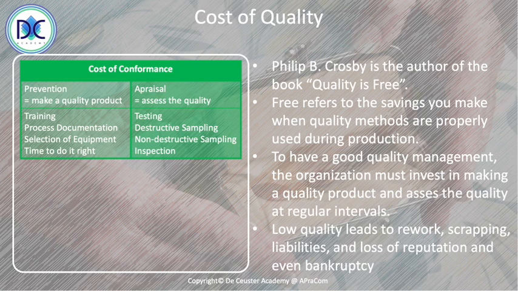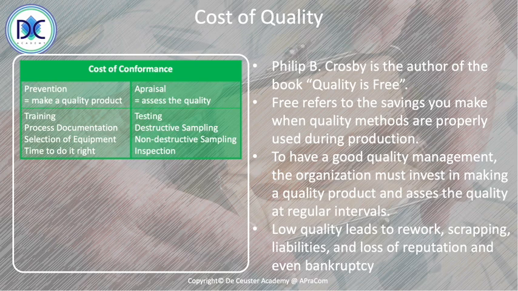And on the other hand, we have the appraisal, which is about assessing the quality. So that's quality control a posteriori, and quality a priori is the prevention, a posteriori is the appraisal. We will assess the quality, so we'll have to do some testing. We may have to do some destructive sampling and non-destructive sampling and inspections.